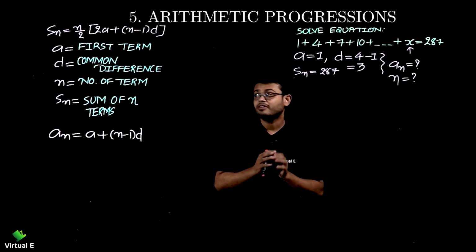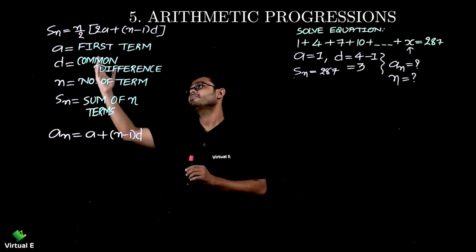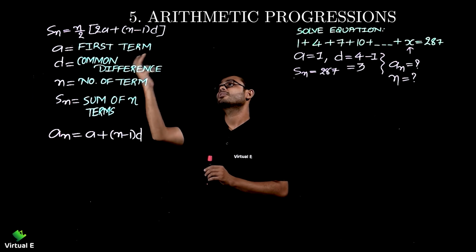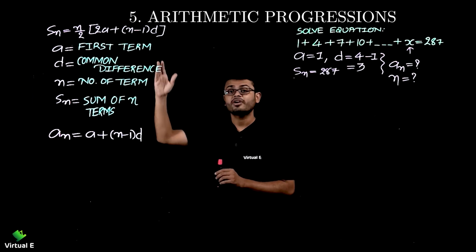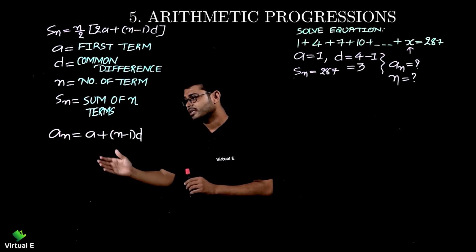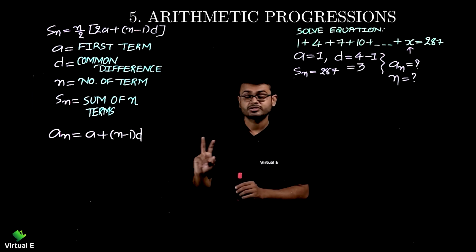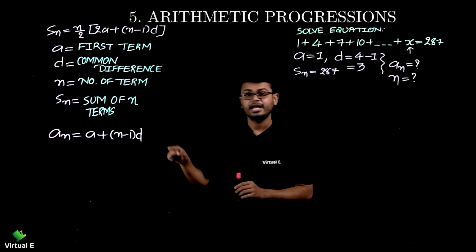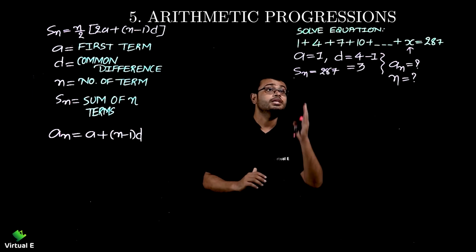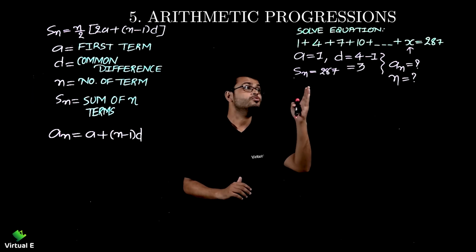What values do we have? First of all, think about it. Sn we have it, yes. a we have. d we know. So let's use the formula of Sn. If we use the formula of an, we have two unknown quantities, so we cannot use the formula of an now. We need to use the formula of Sn because we know the value of Sn, which is 287.